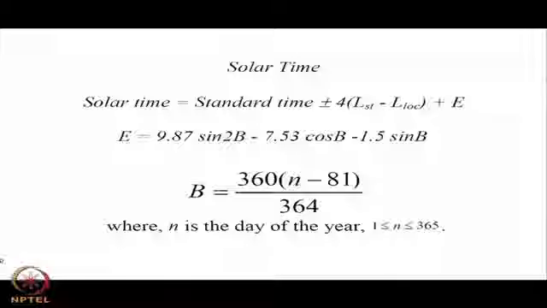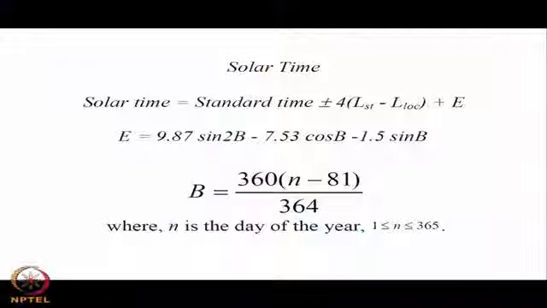So, solar time is the so called standard time, whatever your clock says, plus or minus 4 times (LST minus LLOC), where LST is the longitude based on which your standard time is made, and LLOC is the location's longitude. For example, in India LST will be 82.5 and Calcutta may be 84 degrees or so, and you have to use the plus sign for the west longitudes and minus sign for the east longitudes, sorry. If you have Calcutta, it should add minus and minus, it will add up.